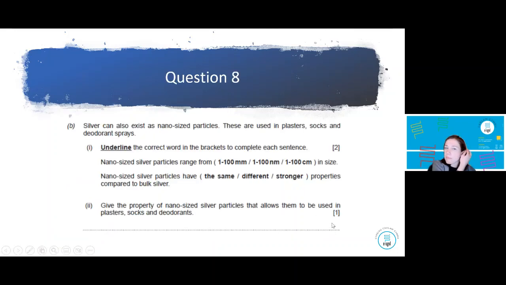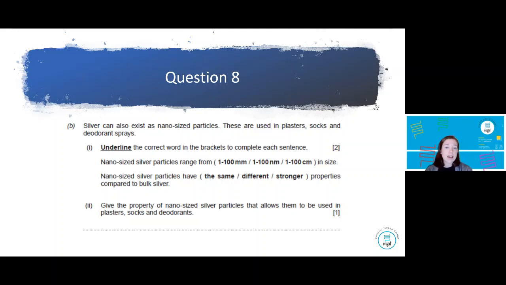Question 8. Silver can also exist as nano-sized particles. These are used in plasters, socks, and deodorant sprays. Underline the correct word in the brackets to complete each sentence. So we have 2 sentences there. Nano-sized silver particles range from 1 to 100 millimeters, 1 to 100 nanometers, or 1 to 100 centimeters in size. So underline the correct one or just write down the correct one.